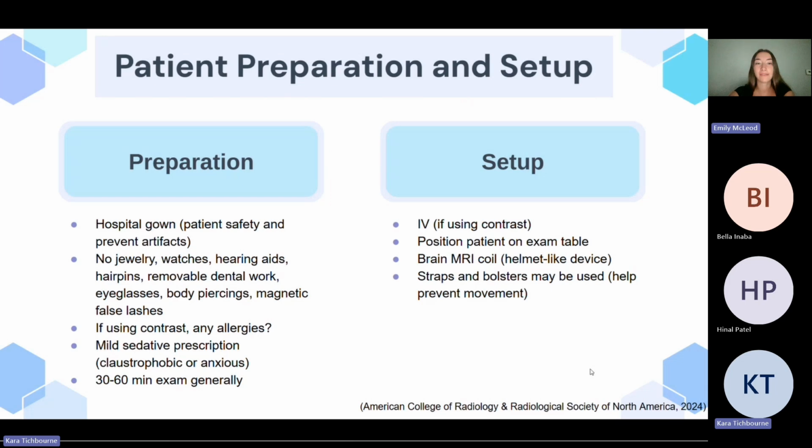To set up for the scan, an IV is inserted beforehand if contrast is being used. The patient will then lie on the MRI table with their head positioned inside a dedicated brain MRI coil, which is a helmet-like device that improves image quality. Straps and bolsters may be used to help keep the patient still, as movement would reduce image quality. A typical brain MRI for hydrocephalus takes approximately 30 to 60 minutes depending on the protocol being used.